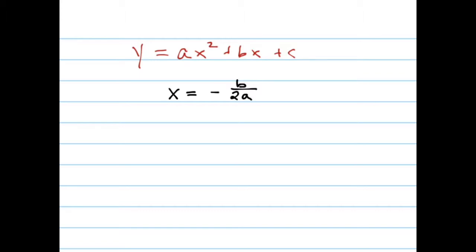Now, yesterday when we were doing problems, there was no bx. There was no middle term. And so b would just be 0, and so we'd have x equals 0 as our axis of symmetry, which is the y-axis. So that's what we were doing yesterday. But today we're going to move our axis of symmetry a little bit. So there's a few steps to remember. This is where our axis of symmetry is.